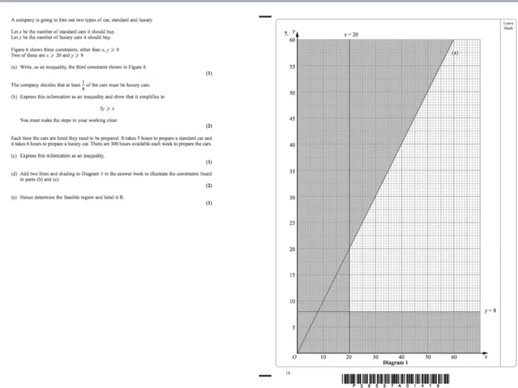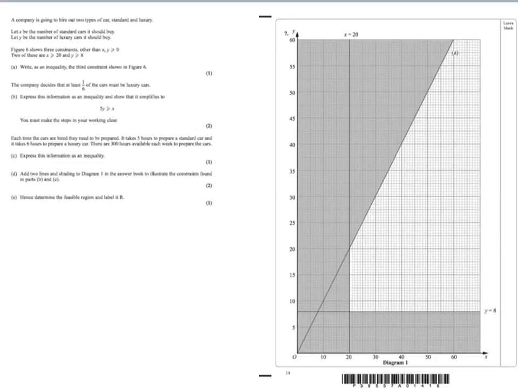Now, it says figure 6 shows three constraints other than the fact that x and y are bigger than 0, and that they are x is greater than or equal to 20 and y is greater than or equal to 8. So if we look at the graph, they are those two straight lines, the horizontal line and the vertical line. Alright, let's have a look at part A. Write as an inequality the third constraint shown in figure 6.